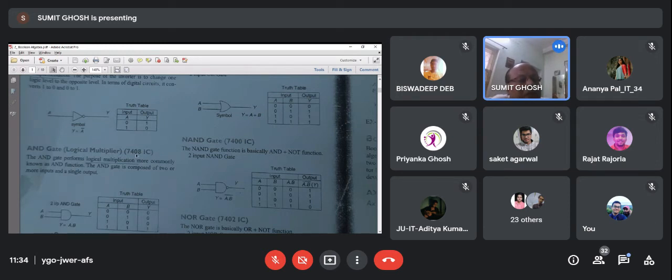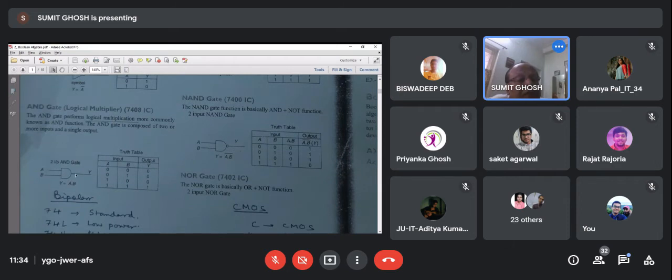Don't have to remember the IC number. Just for completeness, it is given. Here, AND is the logical multiplication. That means this is the symbol of an AND gate. So this is a 2-input AND gate. You cannot have a single input AND gate. You can have 2 input, 3 input, 4 inputs, all possible. But just for simplicity, we are showing 2-input AND gate. So there are 2 inputs, A and B, and the output as usual is Y.